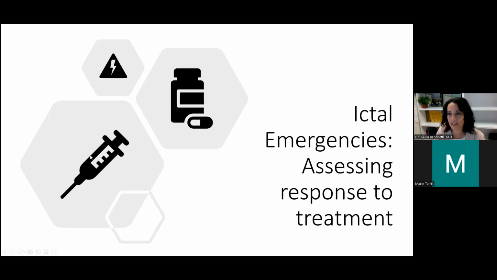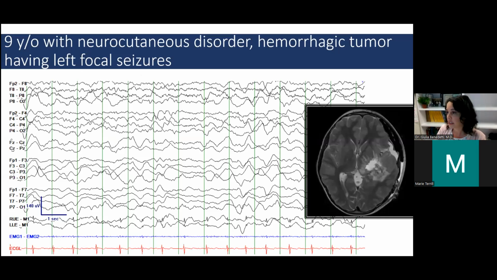Now we're going to go into actual examples of how I'm using this, focusing on ictal emergencies first. So that's things like recurrent seizures and refractory and super refractory status epilepticus. This example is a 9-year-old with a hemorrhagic tumor in the left hemisphere. You can see on the baseline EEG that there's a lot of asymmetry to start with. The right hemisphere has a nice mixture of complex frequencies. The left hemisphere is far more simplified. It's a lot of high amplitude delta.